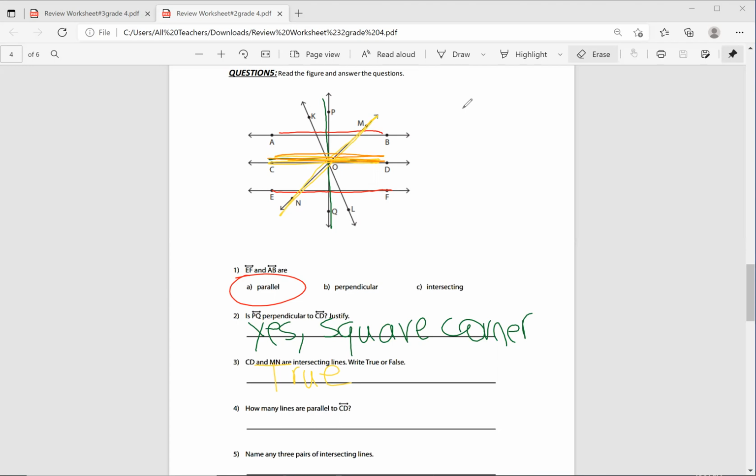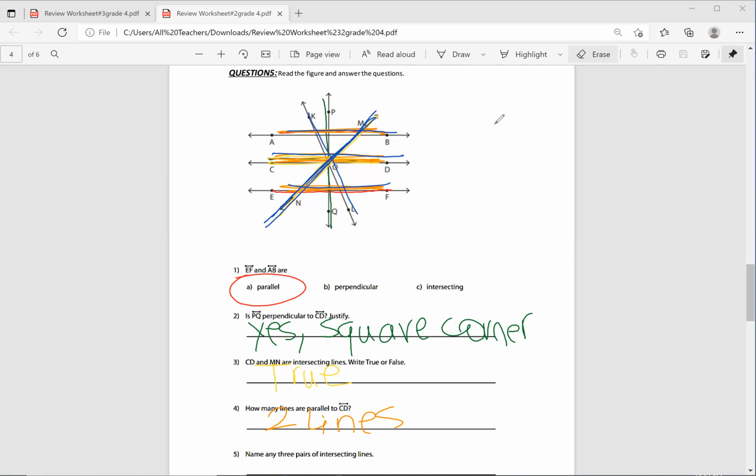So CD is parallel to AB and it's parallel to EF. So how many lines are parallel to CD? 2 lines. Now name any three pairs of intersecting lines. There are a lot of intersecting lines, so you might have more than one answer. I'm just going to give you one, like MN and AB are intersecting, CD and MN, EF and MN.